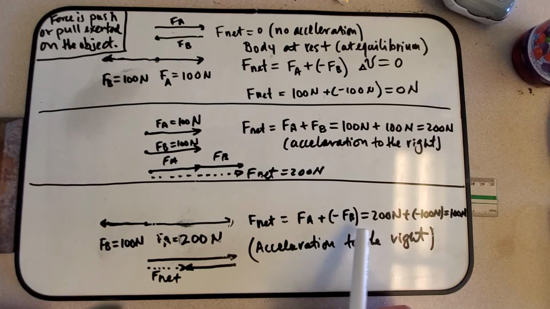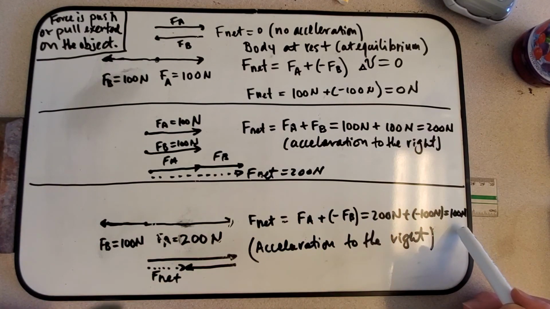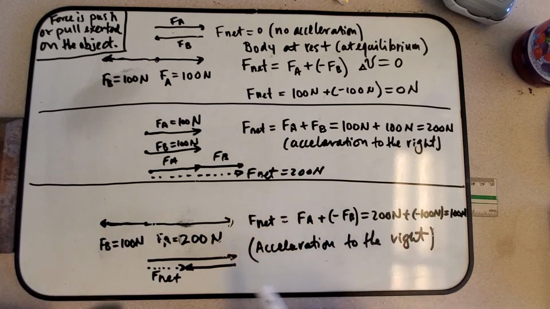When I did so, I got a net force of 100 newtons. Here you see the resulting vector. I flipped this vector, and the resulting F net vector is from the tail of the first vector to the head of the second vector. Now this F net is pointing to the right. So we know that this object will be accelerated to the right, with a change of velocity.